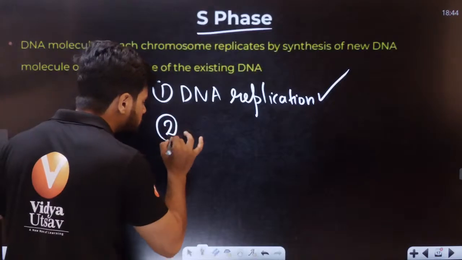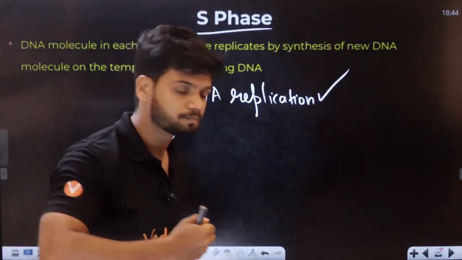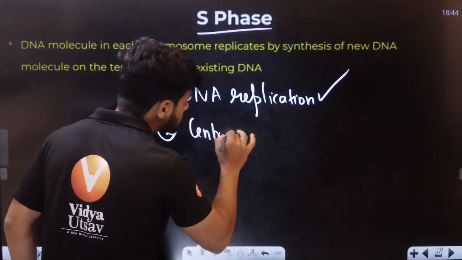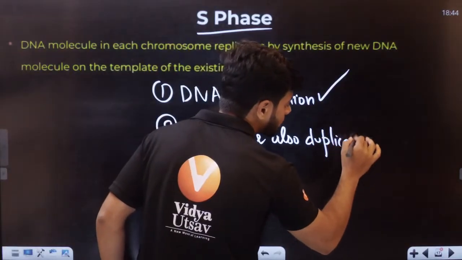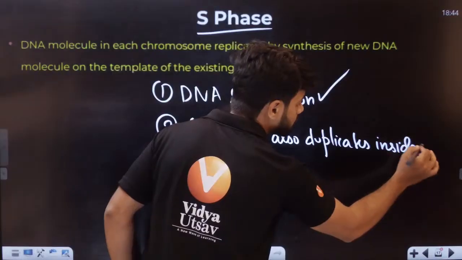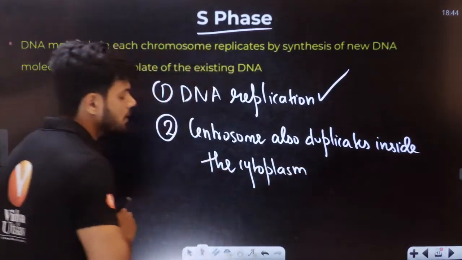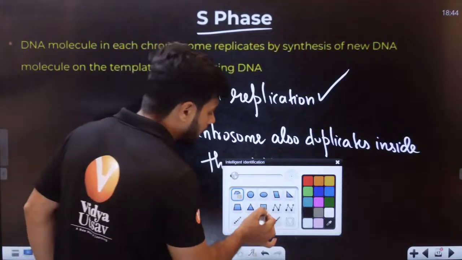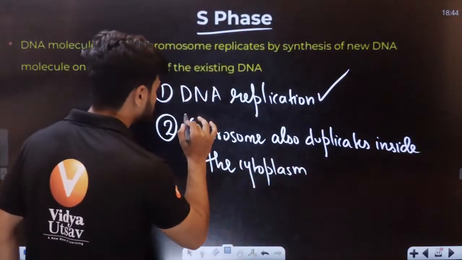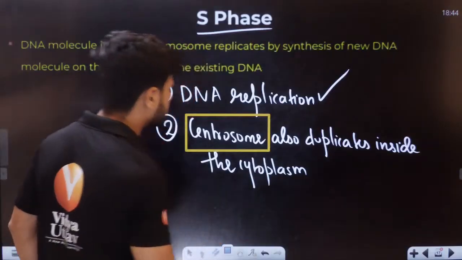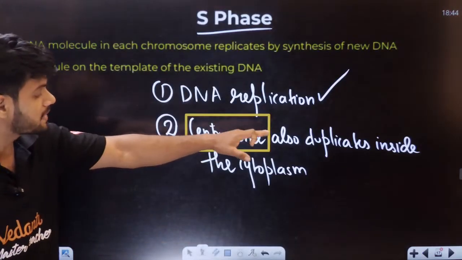Now, students, along with the DNA replication, there is one more organelle called the centrosome. The centrosome also duplicates inside the cytoplasm. A centrosome has two centrioles, all of you know. One centrosome has two centrioles, all of you are aware of that, right? So the centrosome also duplicates in the cytoplasm.